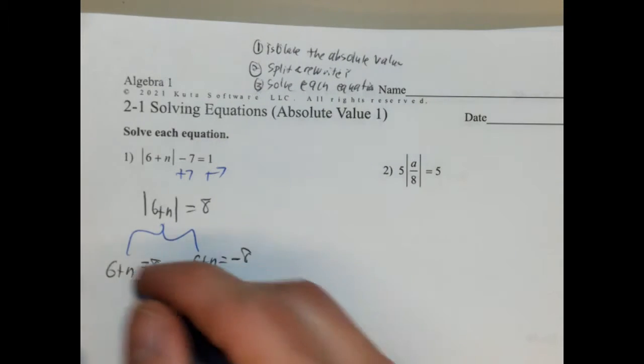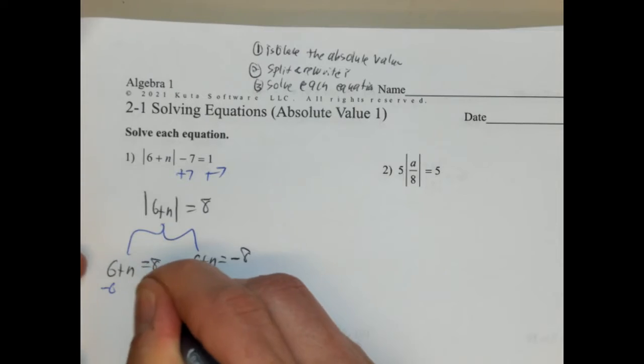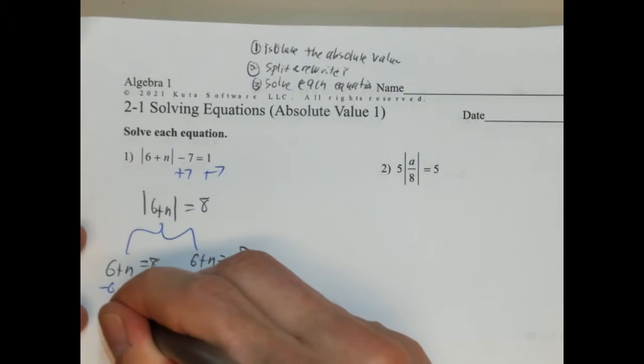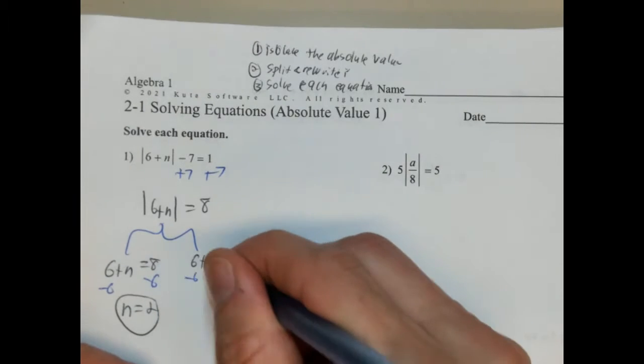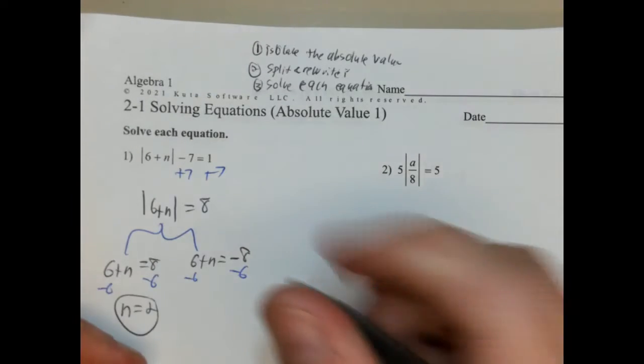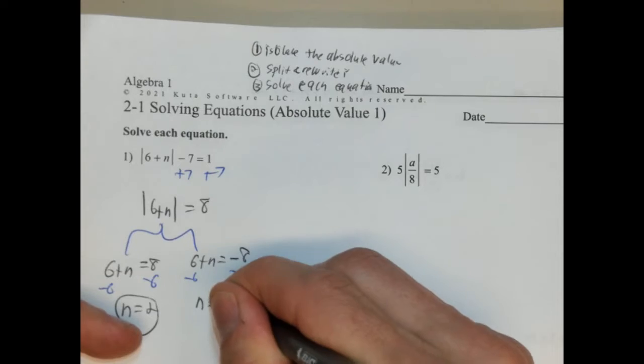And now you just solve this like you would any one-step equation. So subtract 6 from both sides. n will be equal to 2. Here you're going to do the same thing: subtract 6 from both sides, and n will be equal to negative 14.